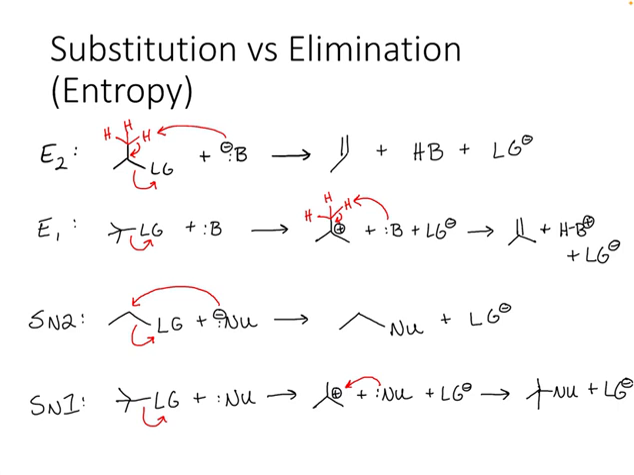Okay, so looking at all four of these reactions, you might have noticed that in an elimination reaction, we have 3 moles of products. So regardless of E2 or E1, we always have 3 moles of products. But looking at the substitution reactions, we only have 2 moles of products. So elimination reactions start with 2 moles of reactants, but end up forming 3 moles of products.